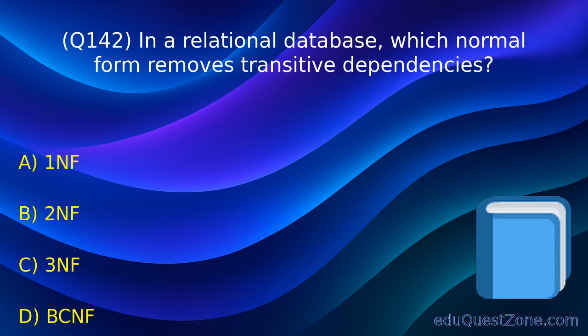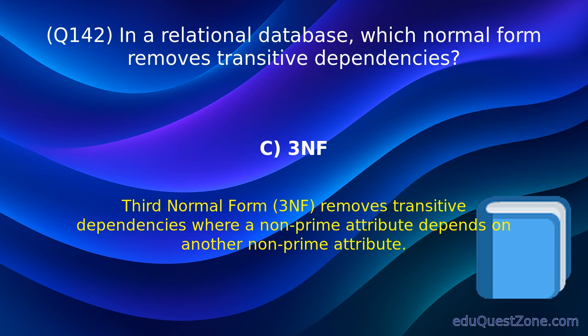Question number 142. In a relational database, which normal form removes transitive dependencies? Option C, third normal form. Third normal form eliminates transitive dependencies.